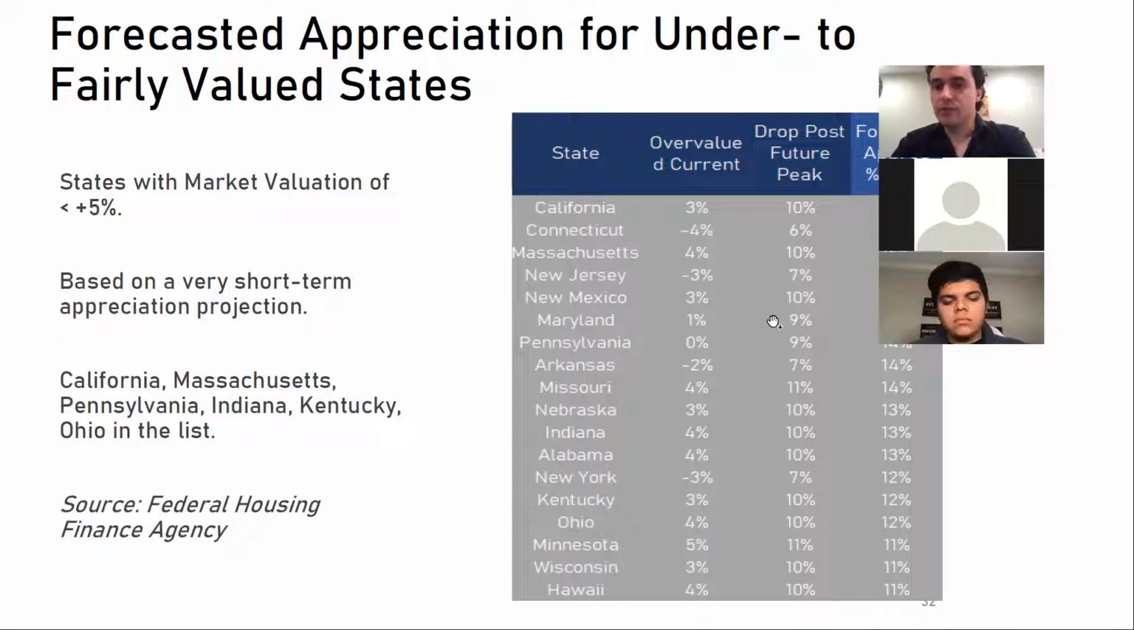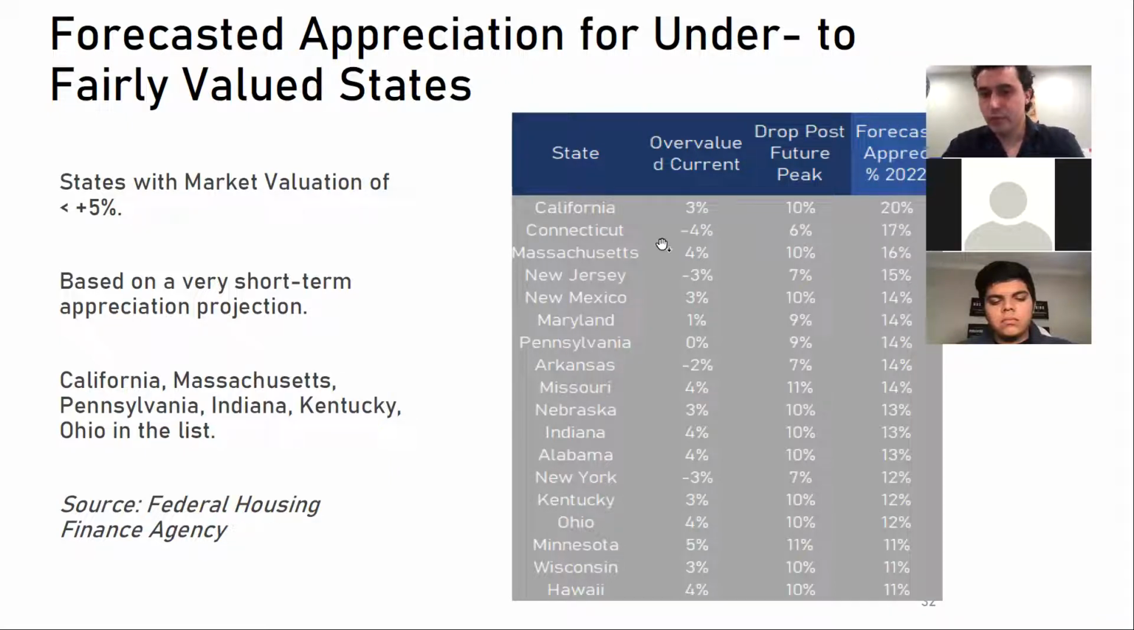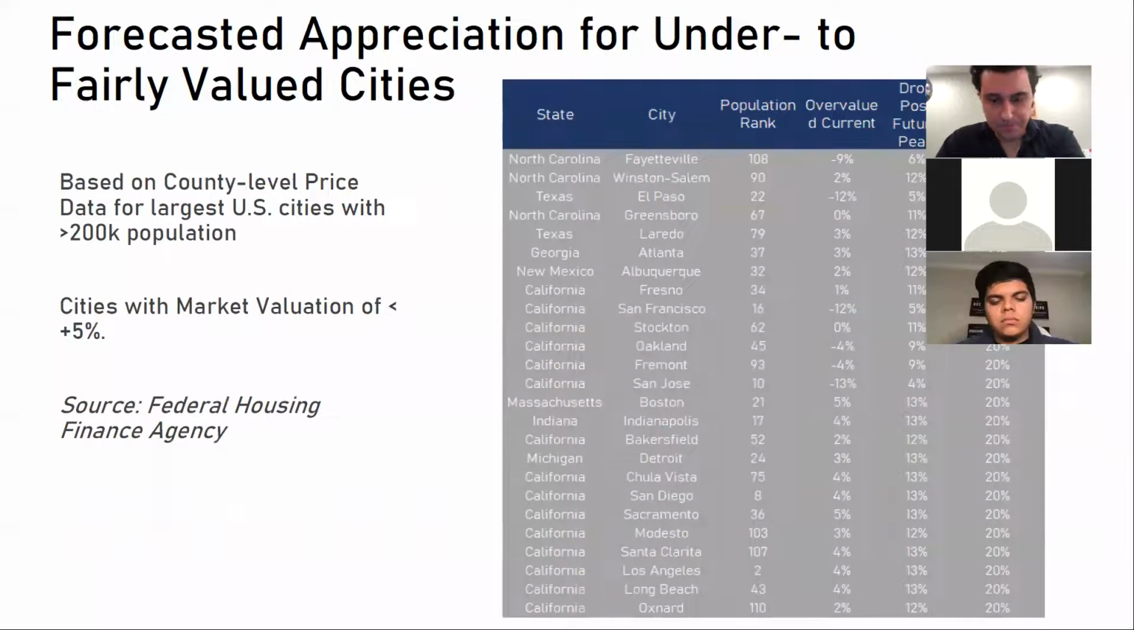But if one wants to combine forecasted appreciation one year ahead with market valuation, let's say markets that are less than 5%, that's fairly valued to undervalued, and these are states. It's actually California. Surprisingly, California is expensive, nobody wants to buy there, but it's not overvalued now. It's a result of this lack of investor appetite. So it's in this list, and then Massachusetts, Pennsylvania, Indiana, Kentucky, and Ohio would be in this category in this market cycle now. These are examples of states that are under to fairly valued, but have a relatively high forecasted appreciation over a one year ahead window.